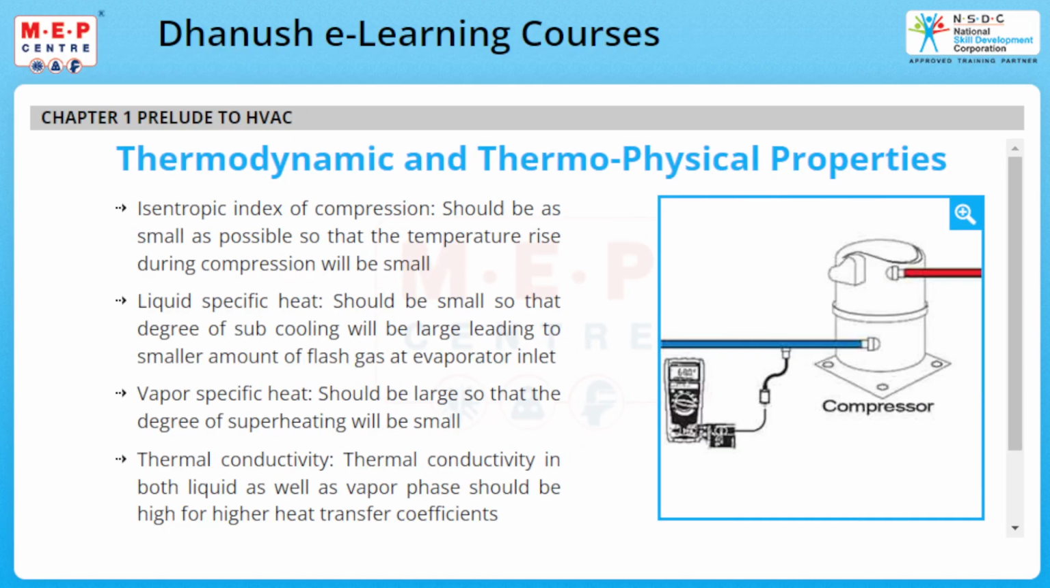Thermodynamic and thermophysical properties. Isentropic index of compression should be as small as possible so that the temperature rise during compression will be small. Liquid specific heat should be small so that degree of subcooling will be large, leading to smaller amount of flash gas at evaporator inlet. Vapor specific heat should be large so that the degree of superheating will be small.